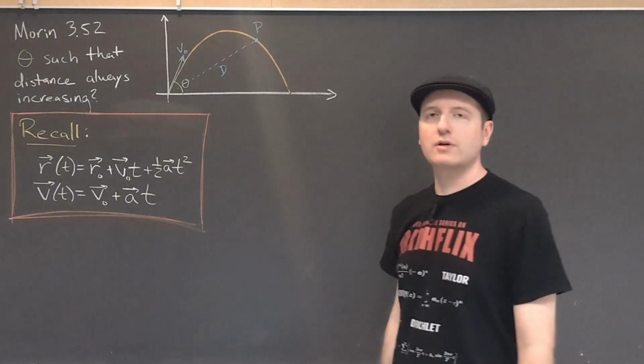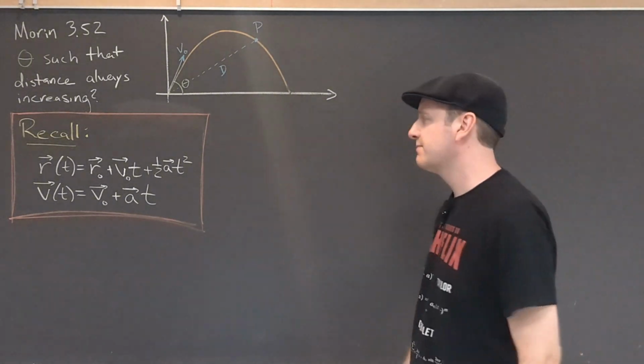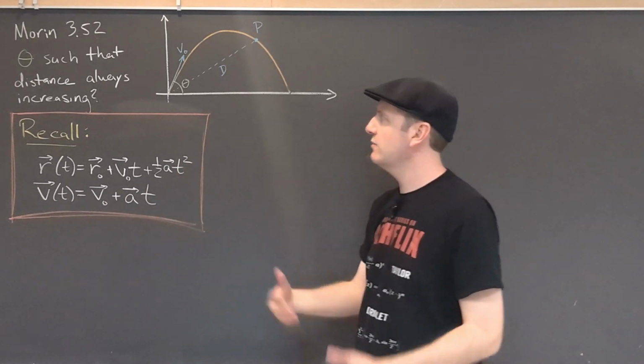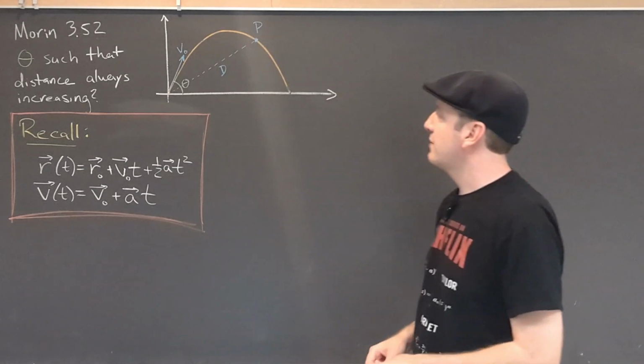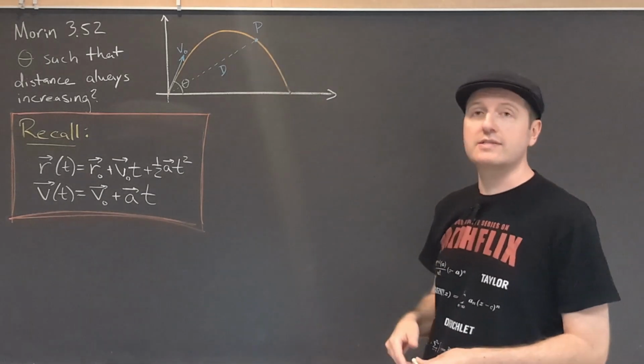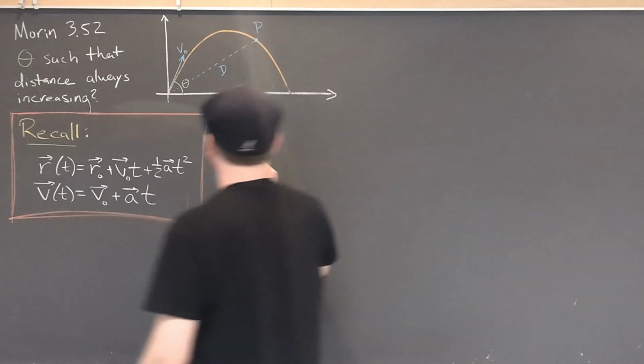Recall that we have our usual constant acceleration kinematics equations for both the position and the velocity. We'll make use of both of those. Okay, well, the first thing we should probably do is calculate this distance. So let's go ahead and do that.